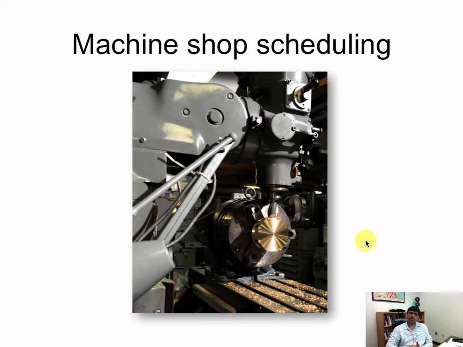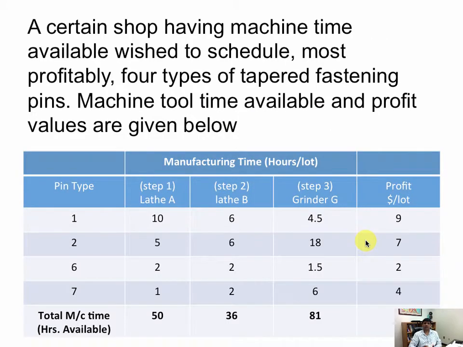Next, we will look at a problem which is more related to machine shop scheduling. So assume that a certain shop has machine time available which needs to be scheduled most profitably. There are 4 types of tapered fastening pins that need to be manufactured, which are given here. The machine tool time available and profit values are given below.